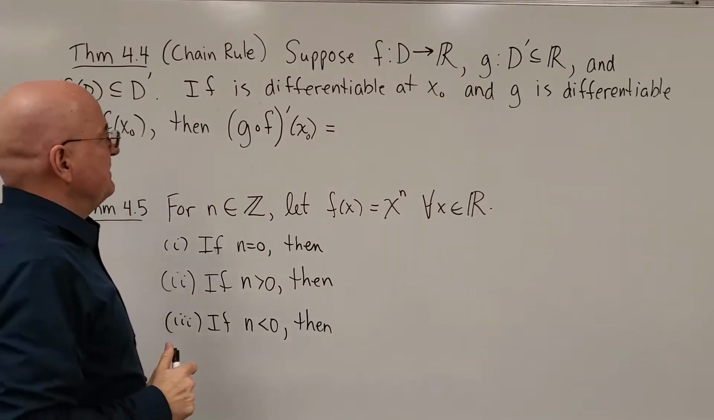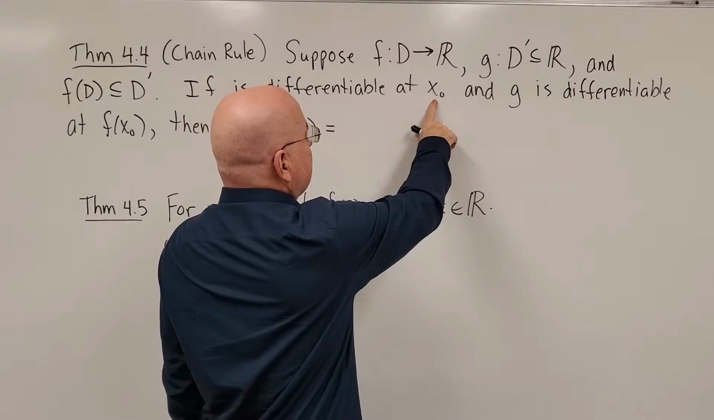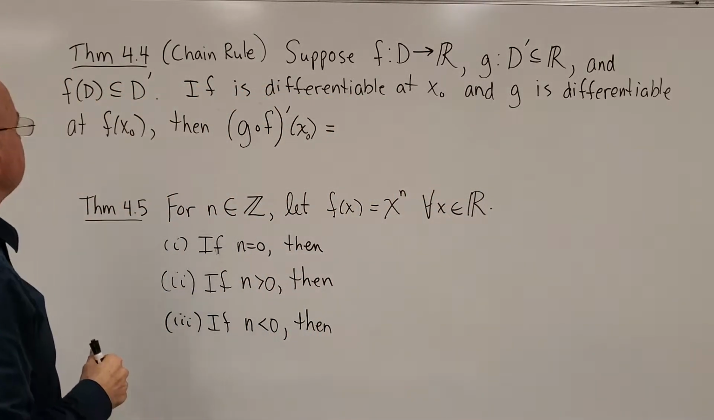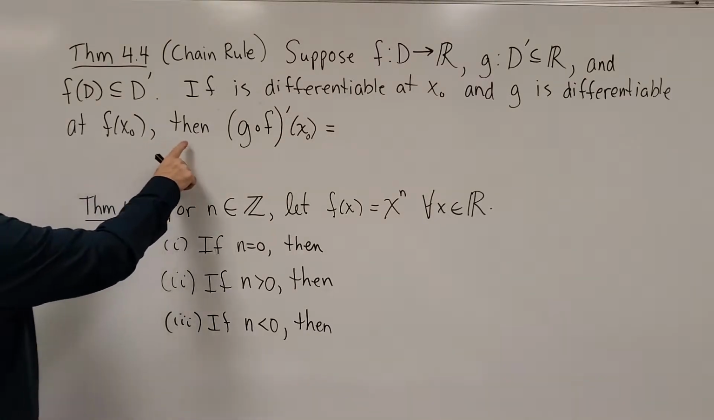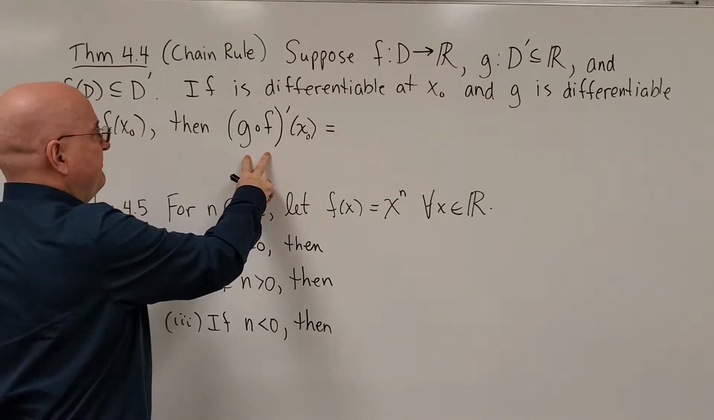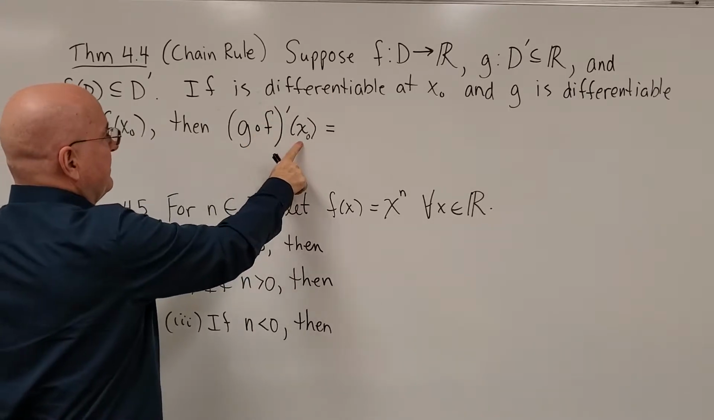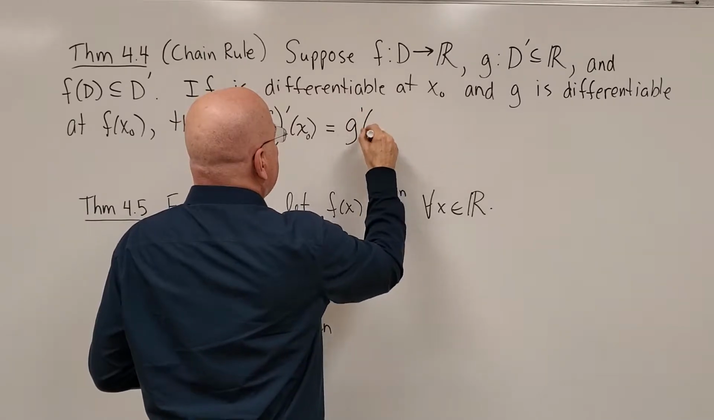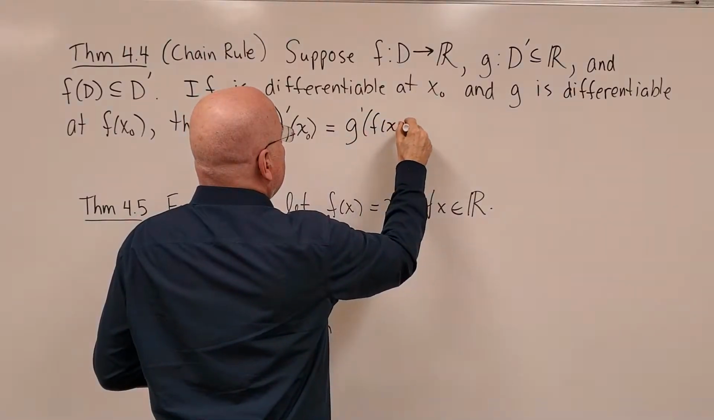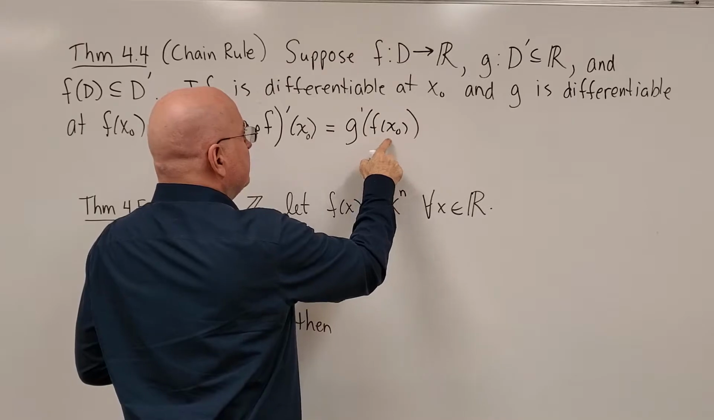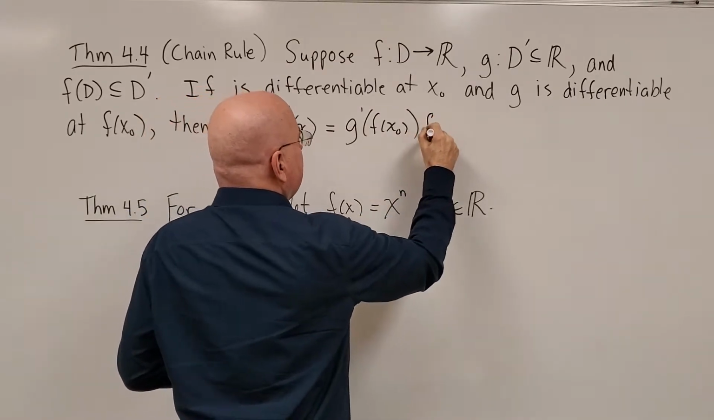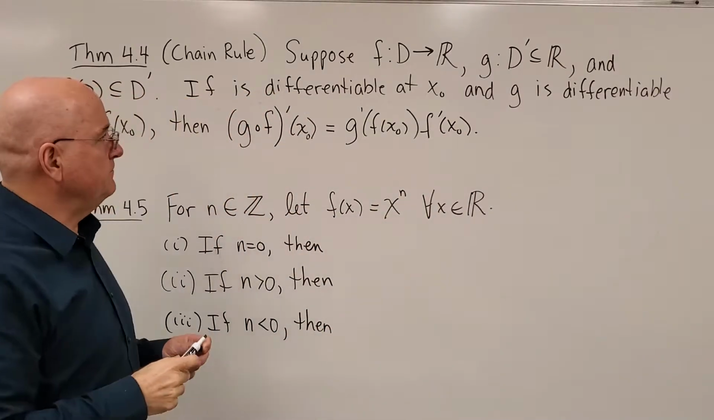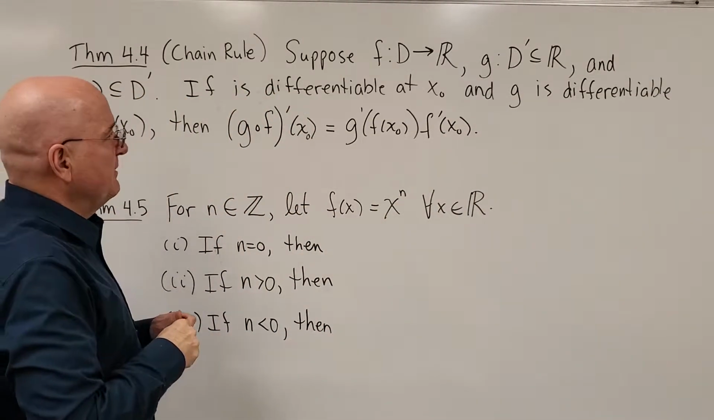If f is differentiable at x naught, and G is differentiable at f of x naught, then G composed with f, derivative evaluated at x naught, is going to be G prime of f of x naught times the inner derivative, f prime evaluated at x naught. I imagine you all remember that.